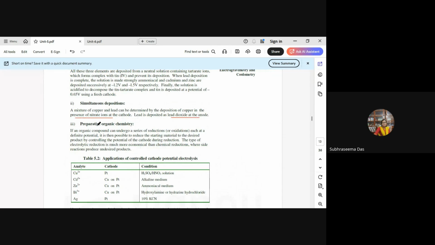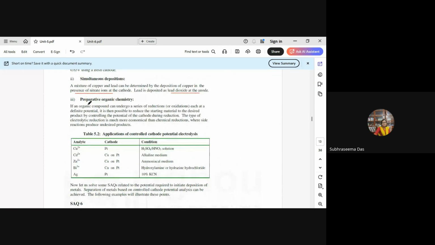Another application of constant cathode potential is in preparative organic chemistry. So, if an organic compound can undergo a series of reductions or oxidations, each at a definite potential, then it is possible to reduce the starting material to the desired product by controlling the potential of the cathode during the reduction. This type of electrolytic reduction is much more economical than chemical reductions.